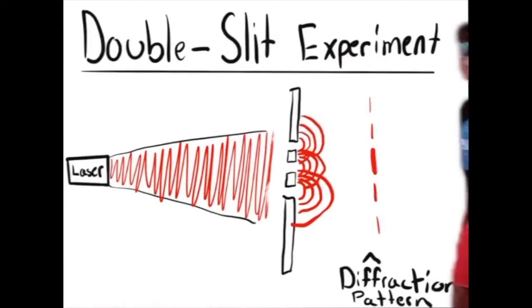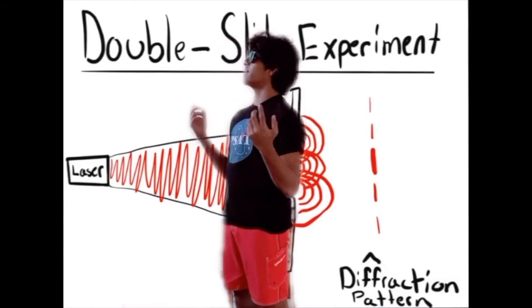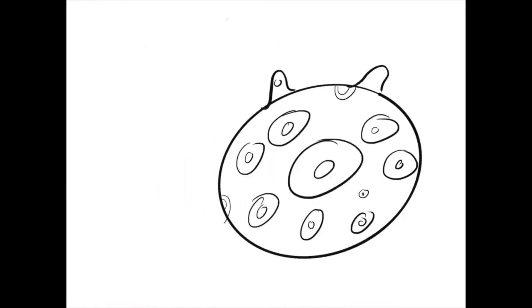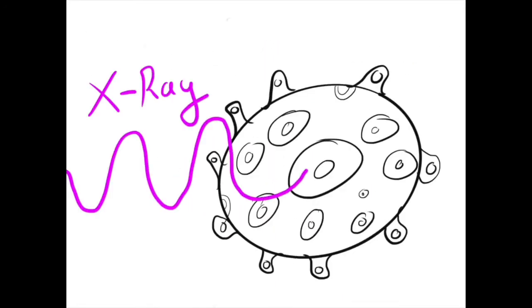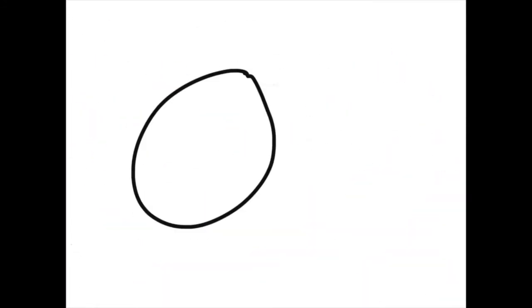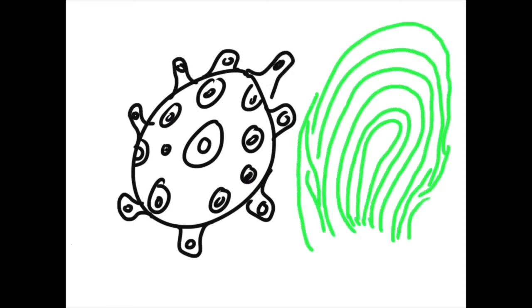Hold up. Now that's cool and all, but what exactly does this have to do with using X-rays to visualize a virus? Great question. Well, you see, similar to the double slit experiment, when an X-ray is beamed at a virus particle, the X-ray waves pass through the spaces in between the actual atoms of the particle, causing them to interfere with one another. This creates a unique diffraction pattern that is sort of like a fingerprint for the virus.